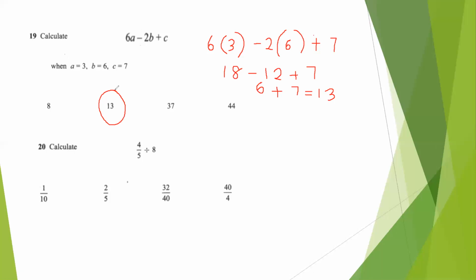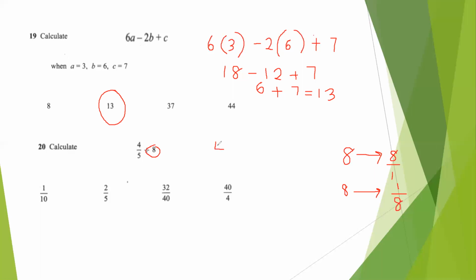The 20th question, calculate 4 out of 5 divided by 8. Now we know when we do fractions, when there is a division, that division you have to change into multiplication. So how do we change a division to multiplication? By taking the reciprocal. The simple meaning of the reciprocal means interchange the numerator and the denominator. So this 8 means we can write 8 out of 1, but we don't show this 1. Now, when I get the reciprocal of this, we have to get it as 1 over 8, right? Now, keep that in your mind.